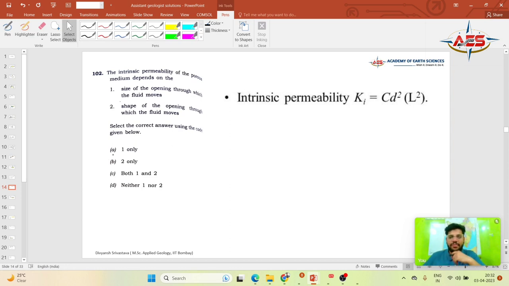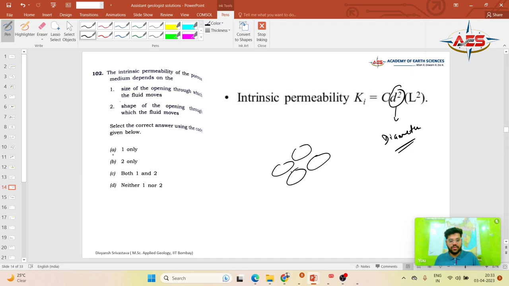102. The intrinsic permeability of a porous medium depends upon the size of the opening through which the fluid moves. Okay, the shape of the opening through which the fluid moves. I will tell you the size parameter is this. How big the size will be, this thing will take care of. This is the diameter of the grains, and as the diameter of the grains increases, the size that is present between the grains is also increasing. So hence it will increase the intrinsic permeability, denoted by K subscript i. And this term, the C, is called a shape factor. Okay, so both the things are satisfied. So it depends upon size as well as the shape of the opening through which the fluid moves. So both.